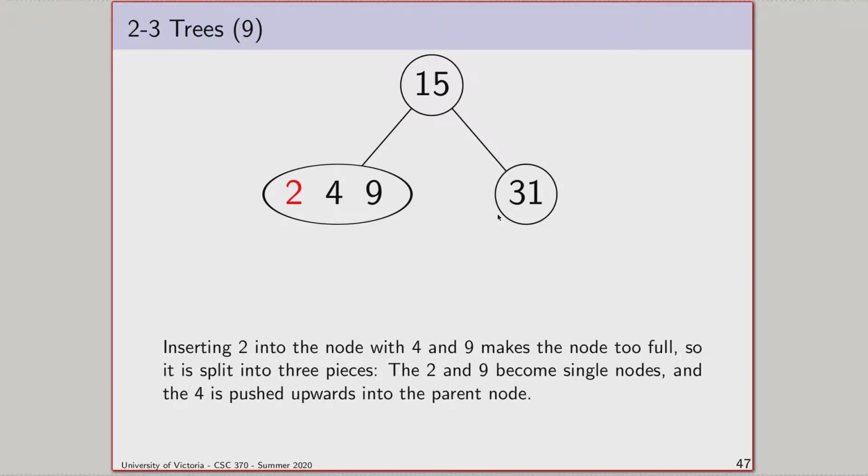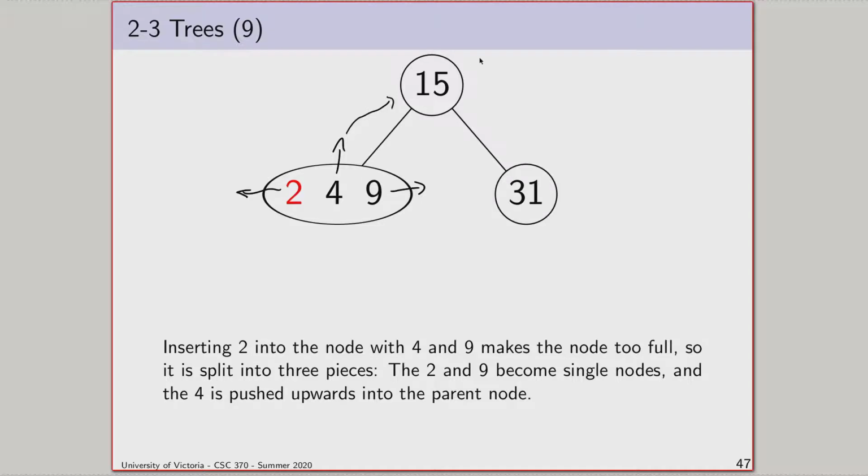We try and add a 2. The 2 gets crammed into the node with the 4 and the 9, which means the 4 goes up and the 2 goes out, and so does the 9. So the 4 gets sent upwards. What does that mean? Do we split? Do we do this? This is where I'd ask people in the audience. Well, no. The 4 gets sent upwards. So where's upwards? Well, hey, it's up here.